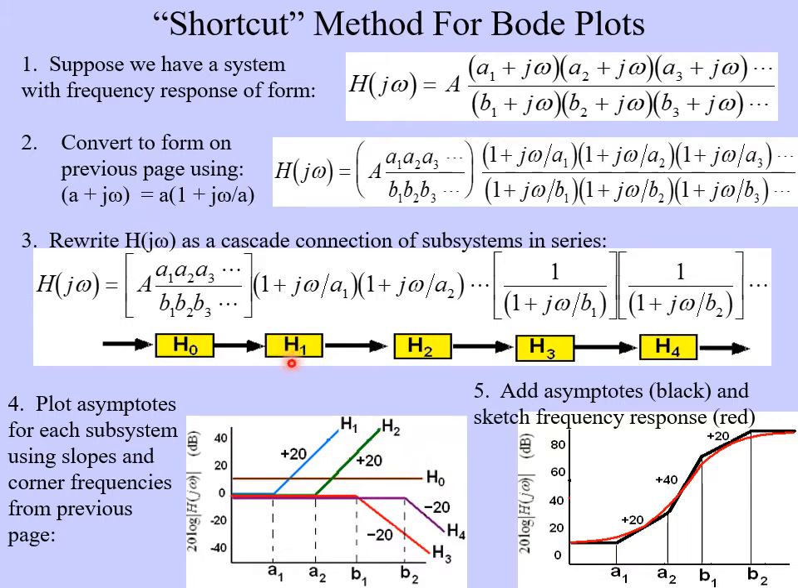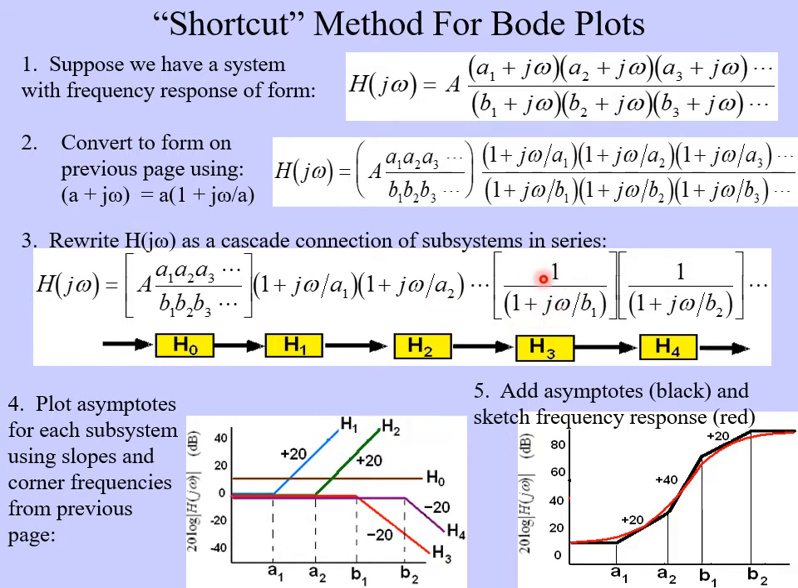The next one is this term here, which we'll call H1. Well, H1, if we look at this form here, remember from the previous slide, we have a corner at A1, whatever frequency that is, and it starts at 0 decibels until we get to A1, and then it goes up by 20 decibels per decade. So that's H1. H2, same thing. We're going to assume that A2 is different than A1. So A2, let's say, is greater. So it's over here. So we have 0 decibels until we get to A2, and we go up by 20 decibels. All right, and if there are more terms, we repeat it.